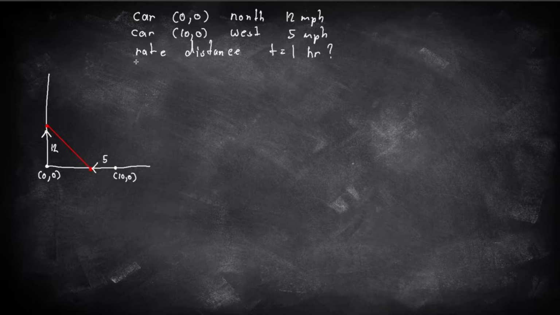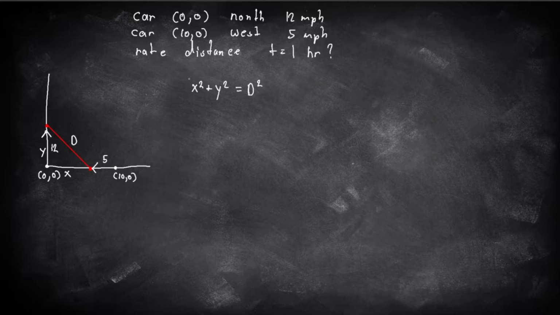But the question isn't asking about the distance. We're asking about the rate of the distance changing. So how do we find that? Well, we're going to use the derivative. We know that this is the distance. So let's call this value x and this value y. So x squared plus y squared is equal to d squared, the distance squared, using the Pythagorean theorem.